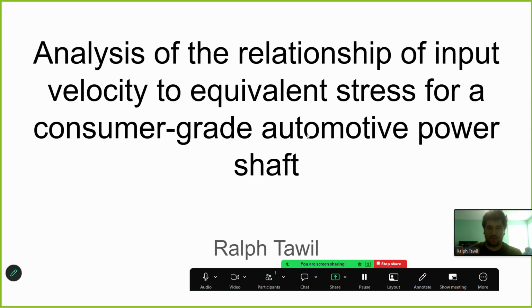This is my final project for multiphysics simulations. My project was the analysis of the relationship of input velocity to the equivalent stress of a consumer-grade automotive power shaft.